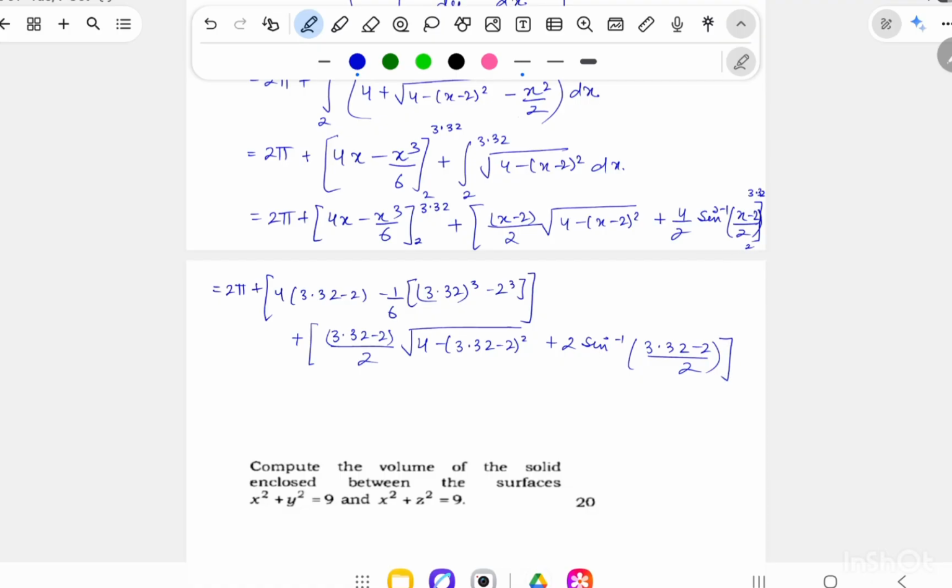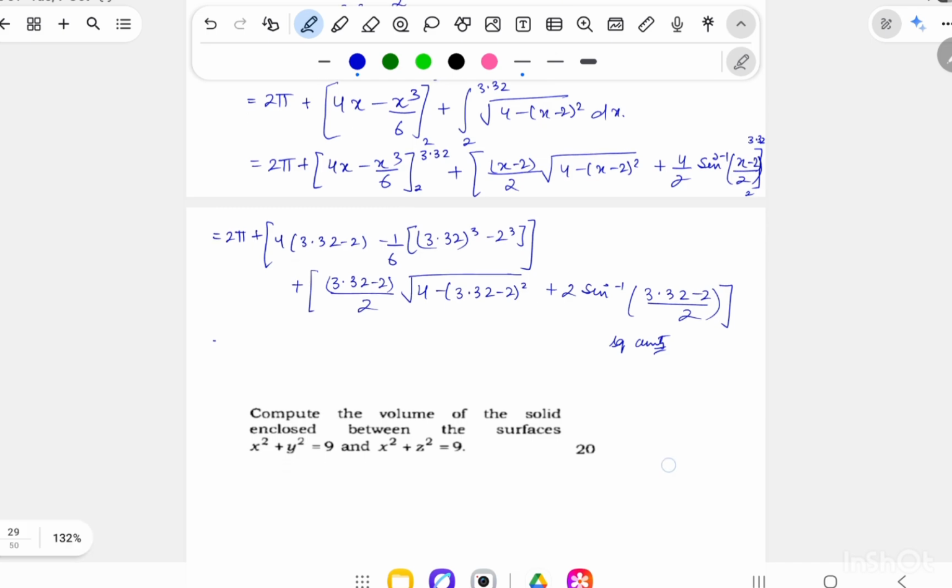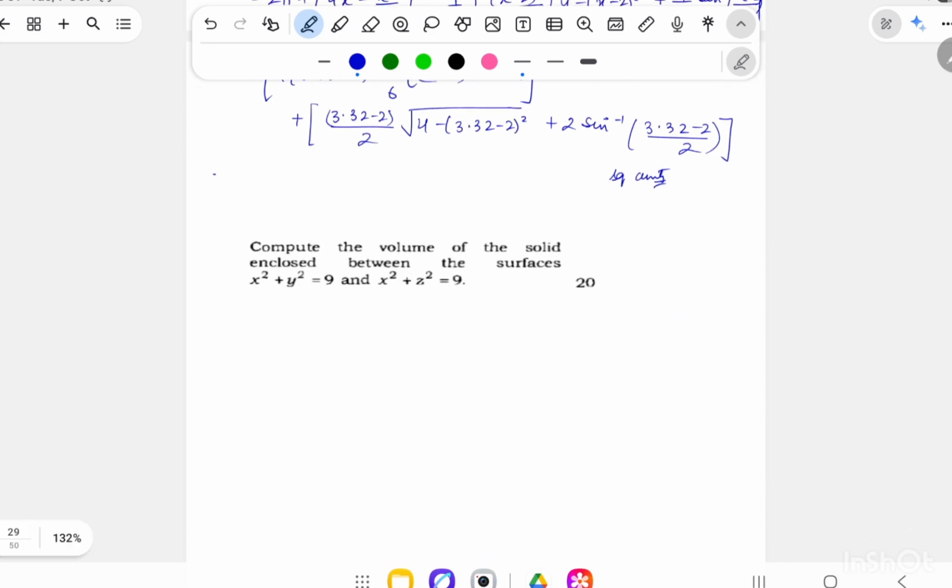So this is the final answer, and I can simplify it using a calculator, like that you can do yourself. This completes the explanation part. So this is the final answer, in square units. So let's move on to solve the next question.